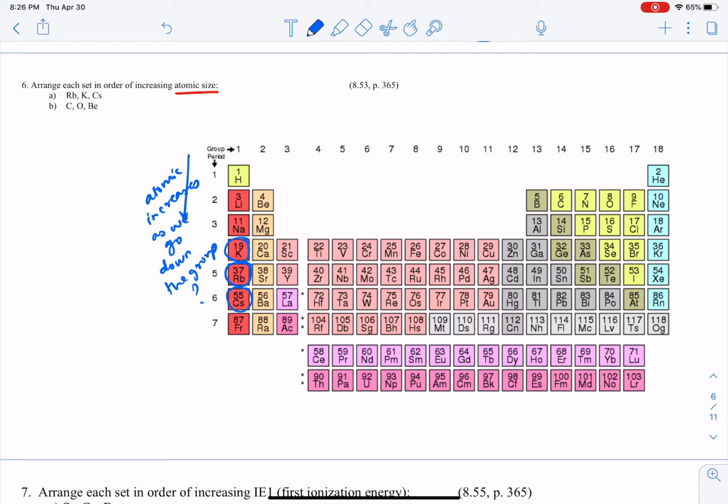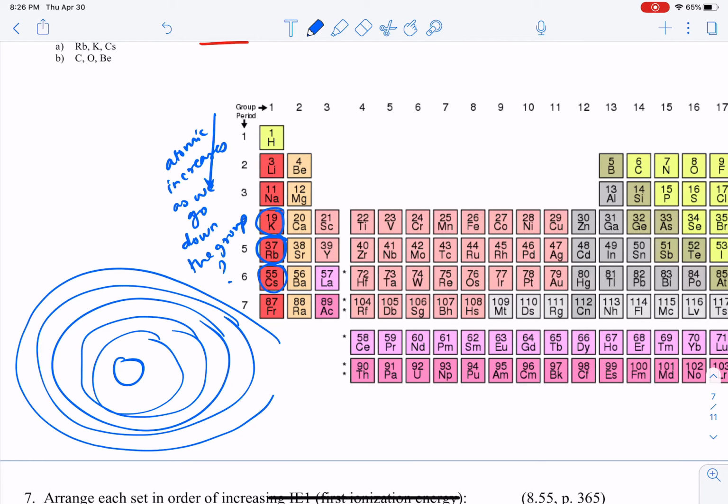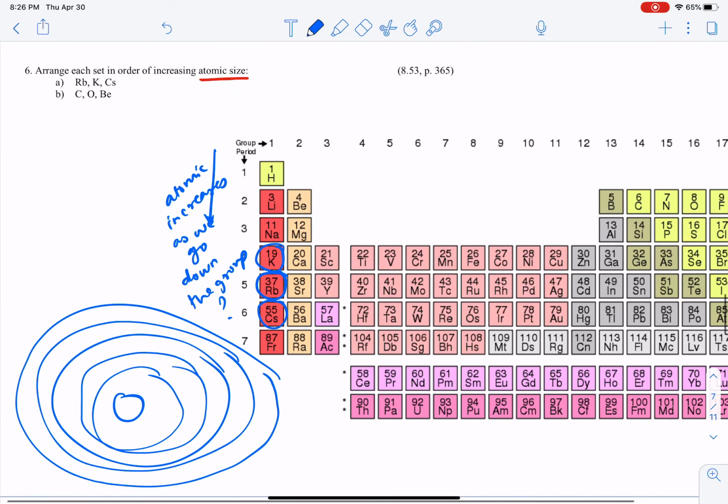Why? Because as you go down the group, one more orbit is added. Considering this is K, that is 19, in the fourth period, it will have around, let's make 4 orbits. This is a rough diagram, don't take it that way. Then if you add rubidium, there will be one more orbit around it, so that will increase its size. Okay, so I will rub this now.